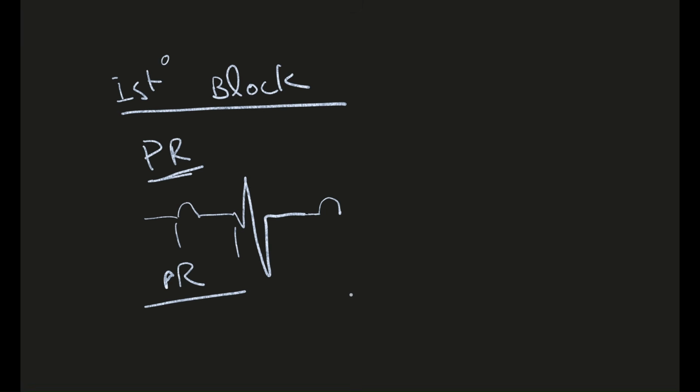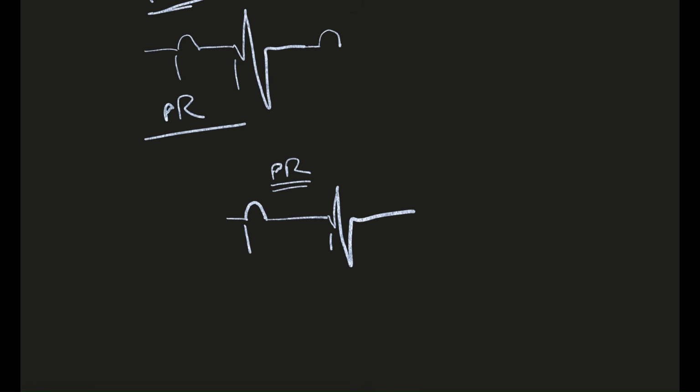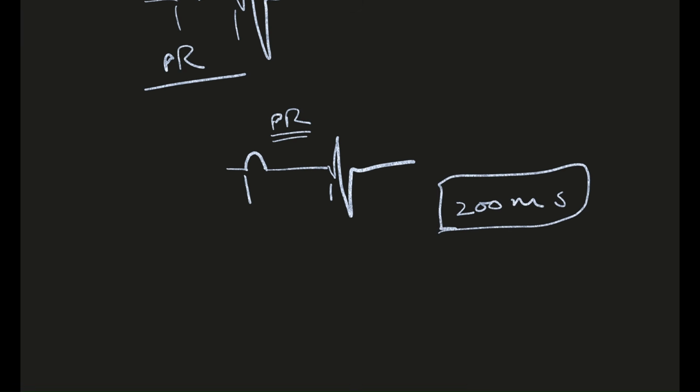There is progress in any ECG, there is lengthening of this PR interval. How much increase in PR interval happens? It is more than 200 milliseconds. How do you calculate 200 milliseconds?